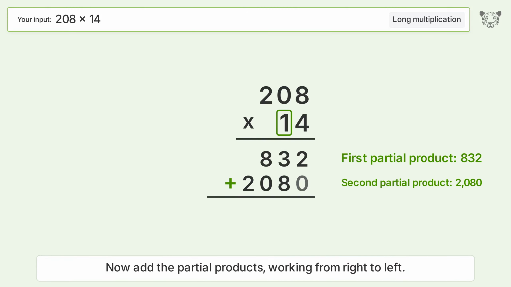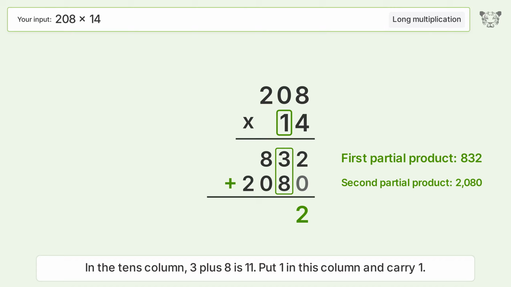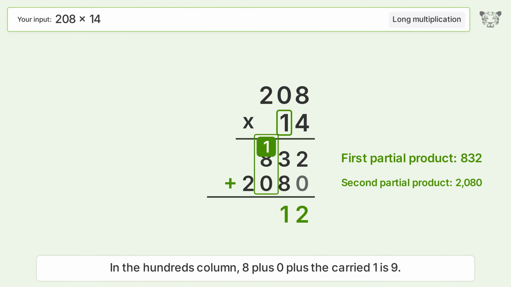Now add the partial products, working from right to left. In the ones column, 2 plus 0 is 2. In the tens column, 3 plus 8 is 11. Put 1 in this column and carry 1. In the hundreds column, 8 plus 0 plus the carried 1 is 9.